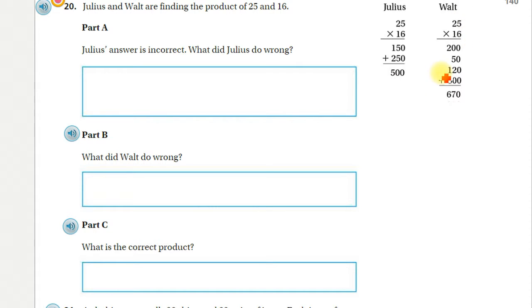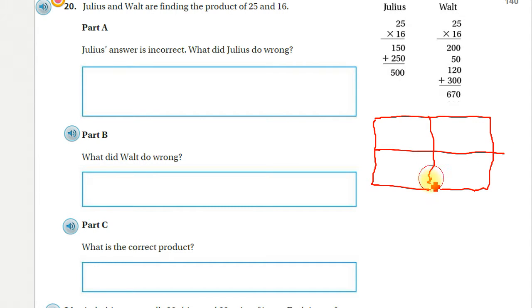Okay, so now I'm going to solve it the way Walt solved it. And I see he's got 4 partial products, so he must have done an area model, because an area model has 4 partial products, 1 partial product in each one of the boxes. So first I'm going to break 25 into 20 and 5. And then I'm going to break 16 into 10 and 6.